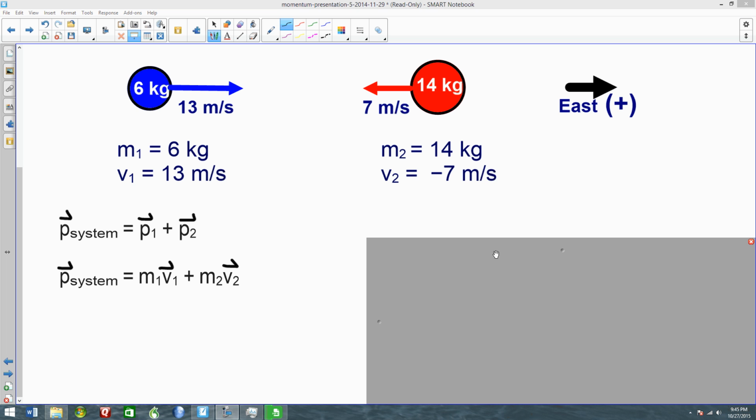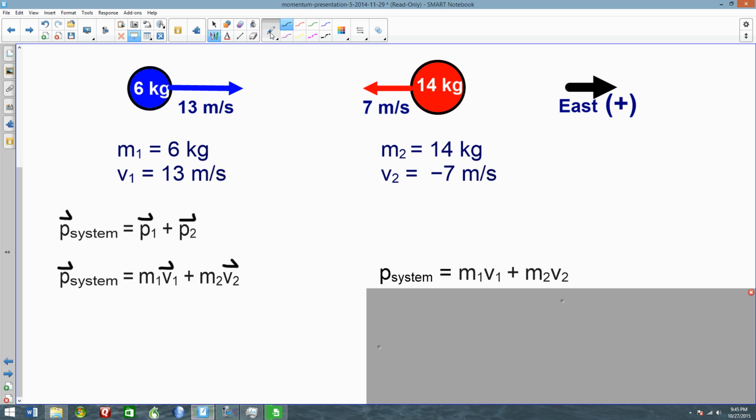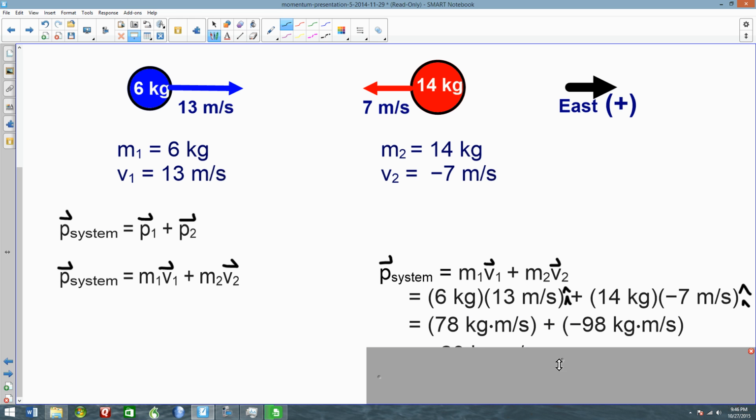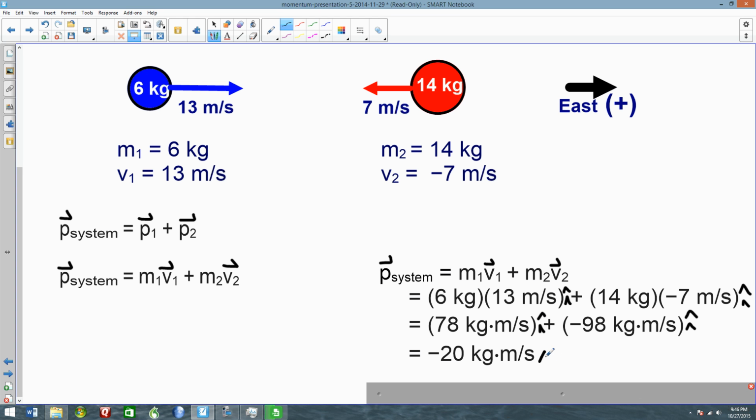Okay, let's go ahead and take a look at the solution. The momentum of the system is equal to m1v1 plus m2v2, and again, these are vector quantities. That means that we have 6 kilograms times 13 meters per second I hat, plus 14 kilograms times negative 7 meters per second I hat. That gives us 78 kilograms meters per second I hat, plus negative 98 kilograms meters per second I hat. And that means that the total momentum of the system is negative 20 kilograms meters per second I hat.